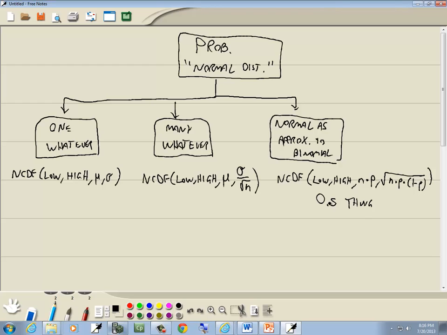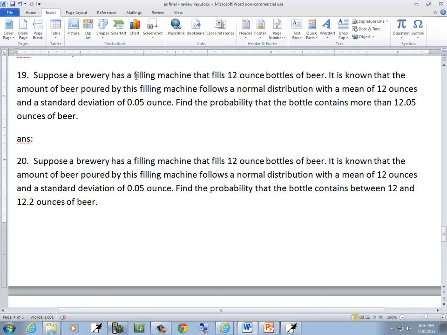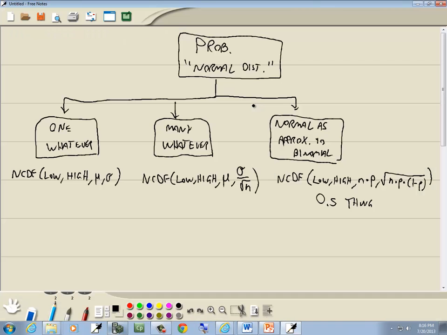Now those are for our probability. We also have one for the value, which is INV norm. But we come over here. Suppose a brewery has filling machines that fill... number 19.